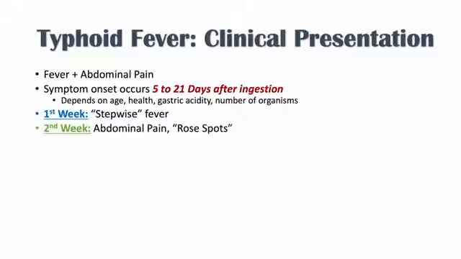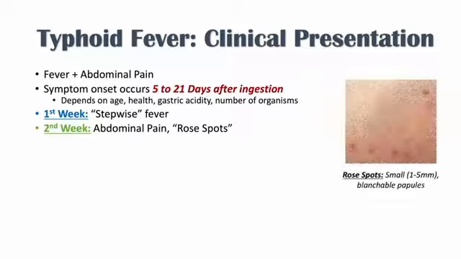In the second week of infection, this is when we see abdominal pain. And we also see what we call rose spots. Rose spots are small, usually 1 to 5 millimeters in size, blanchable papules. So you're going to see these on the skin of an infected individual. They're blanchable, so that means that if you push on them, they will disappear, but then will reappear. So those are what we call rose spots.